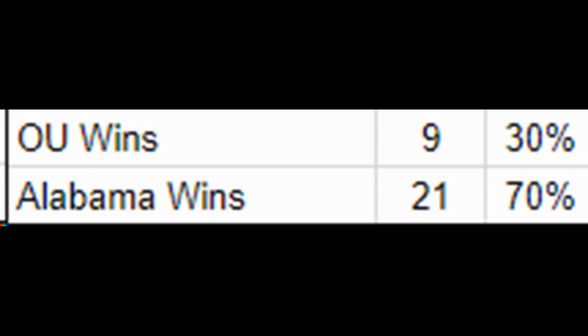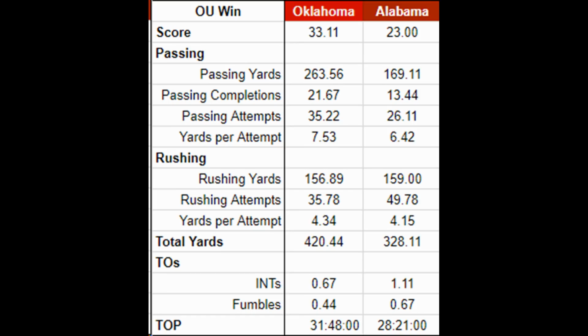So I counted the number of times OU won and the number of times Alabama won, and as you can see, OU wins 30% of the time and Alabama wins 70% of the time. Now here are some of the key differentials. OU on average wins by about 10 points.